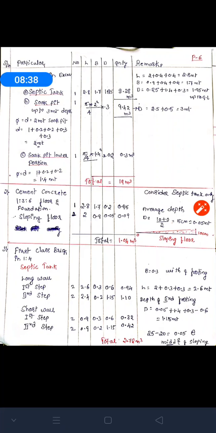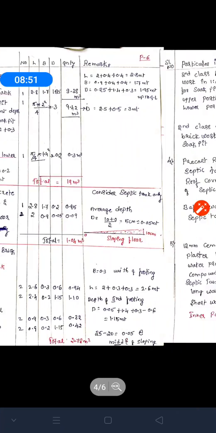Second step is two numbers, 0.9 into 0.2, the wall thickness, that is the second portion. Depth will remain the same, that is 1.15. Then we get the quantity 0.42. That is only for the septic tank. Then the total quantity of the septic tank is 2.78 meter cube.